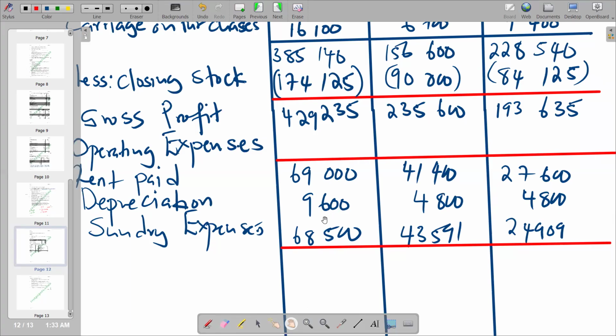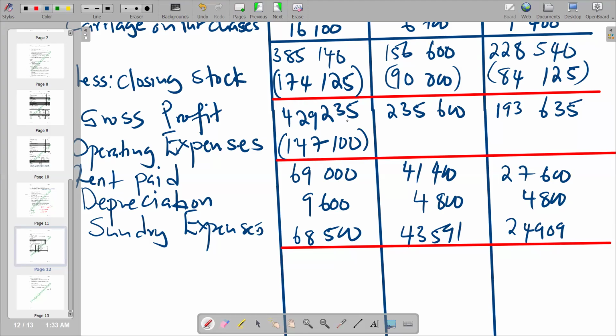Then we can try to add in the total column whereby you're going to say 69,000 plus 9,600 plus 68,500. And obviously the total for our operating expenses will be 147,100. And obviously we subtract our expenses from gross profit. So show by putting brackets. And we move on to the second column.